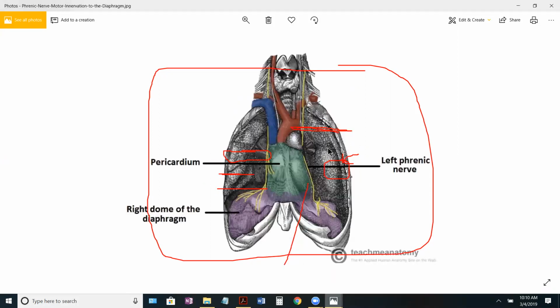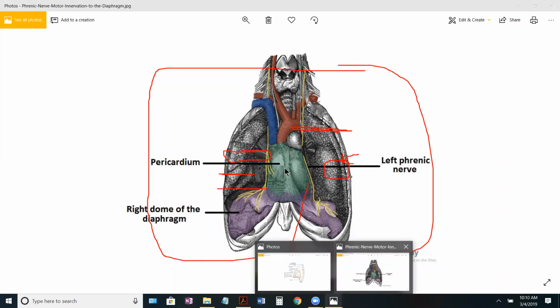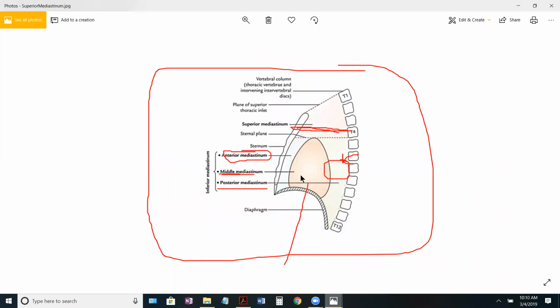So these are the lungs that are present on the sides, and they are part of the pleural cavity. All other structures that are present in the center of the chest are actually parts of the mediastinum. The mediastinum is basically divided into two parts: the superior mediastinum and the inferior mediastinum. The superior mediastinum is the part of the middle chest that is above the heart.